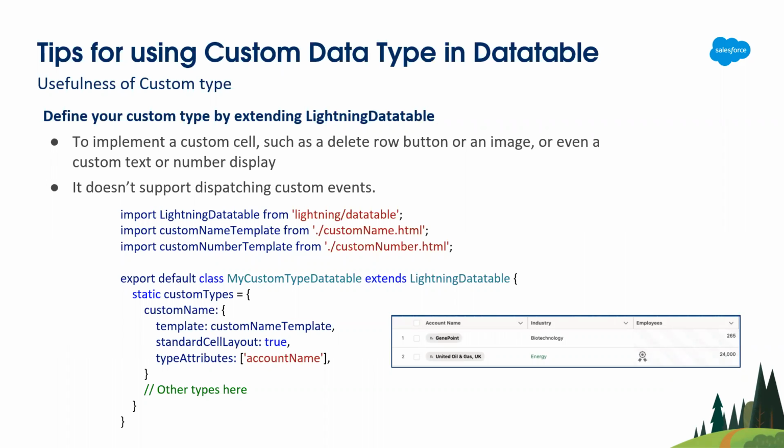Tips for using custom data types in data table. This is one of my favorite attributes. It came last year and already this year. Let's say I have a situation where I am using the data table, and at that moment I want to display the account name, right? Account name along with the hyperlink.